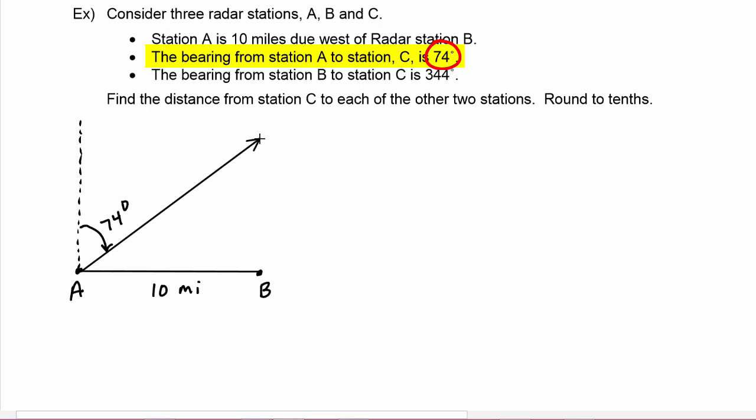Now, we don't really know how long to draw this ray, but we know that station C lives somewhere along this ray. Since we don't know the distance, we don't really know where. C could live here, or here, or here. We just know that if you're standing at station A and you're looking in this direction, you're looking towards station C. So we'll put a little note to ourselves that that's to station C, but we don't have a point yet because we don't know how far away it is.